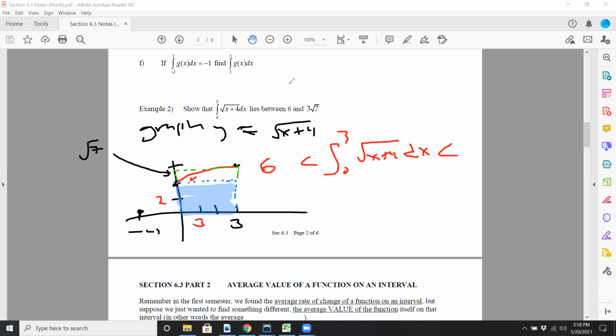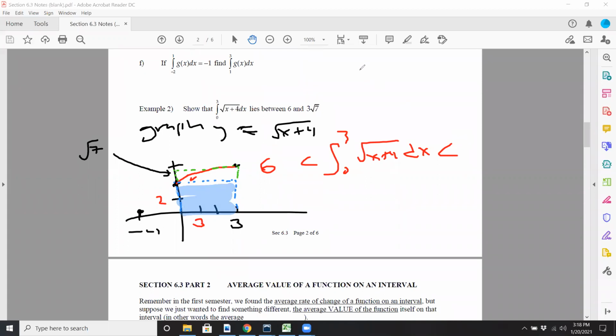And if I look at the green boundary and shade that, the area that's going to be the base, which is 3 times the height, which is root 7. But that's going to be greater than the integral, because the integral, again, is from this red boundary down to the x-axis. So if I were to shade all this in green, that's going to be more than the integral. And so that's why I could put 3 root 7 here.